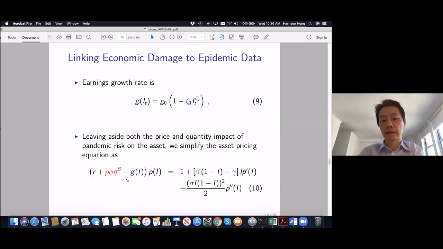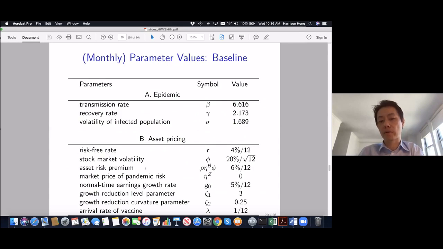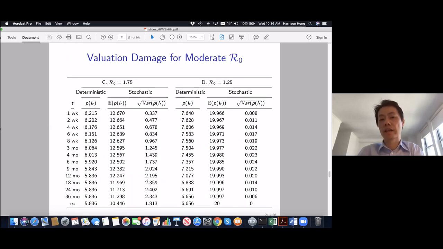We then basically link this to economic data, right? We can calculate this economic data using the valuation model. And we do some calculations based on some parameters. I don't have time to get into all the parameters, but essentially it's a very straightforward exercise that's done often in financial modeling. So then we can generate essentially the valuation damage. For the same set of epidemic data, we can generate the damage to economic valuation.